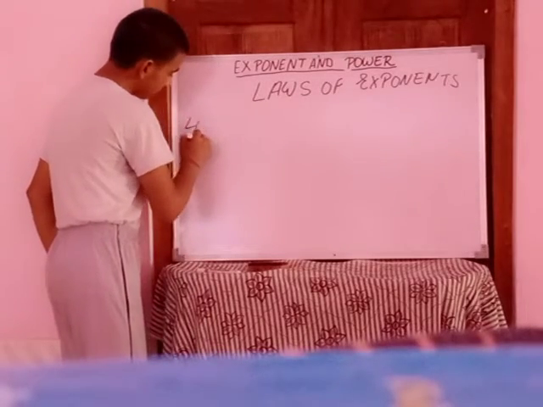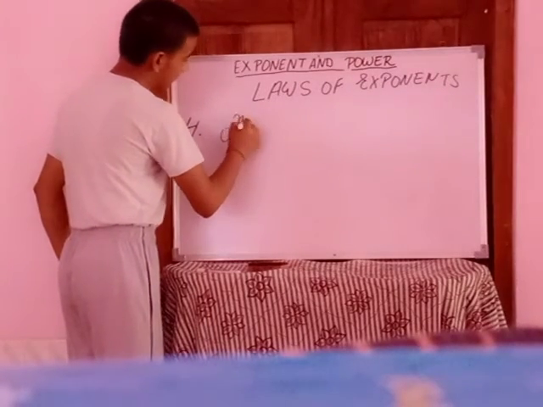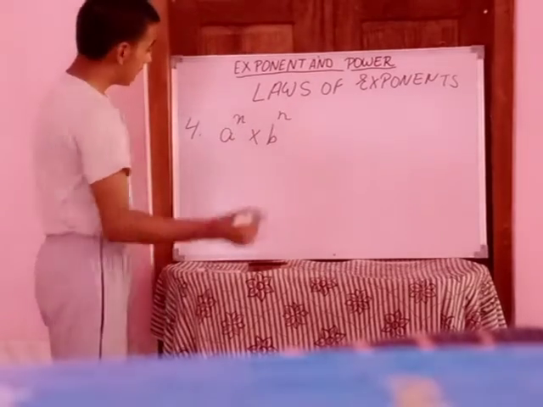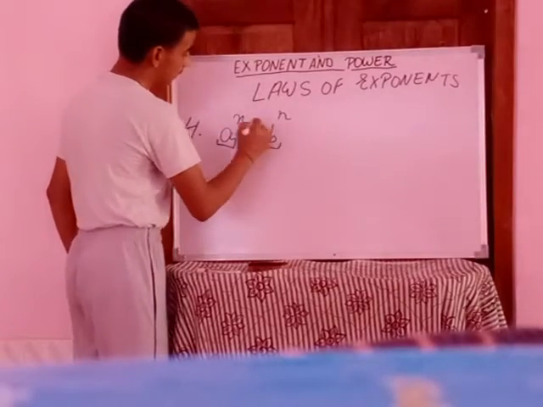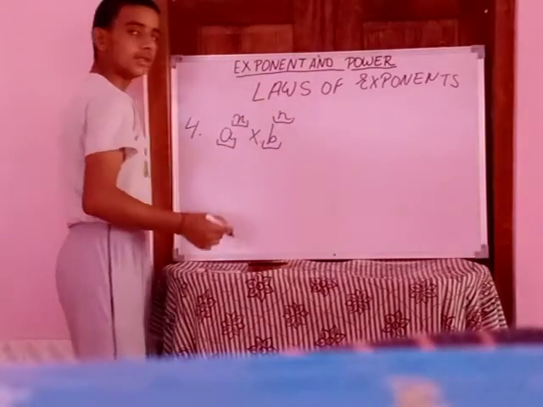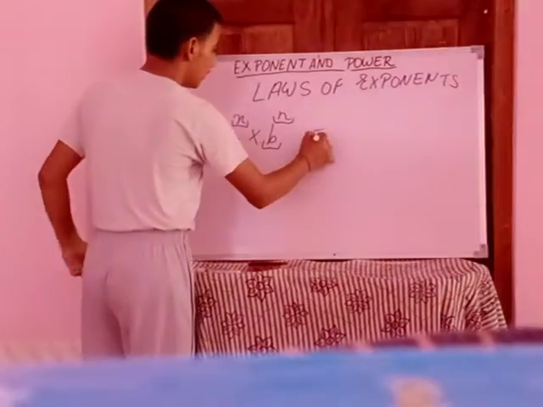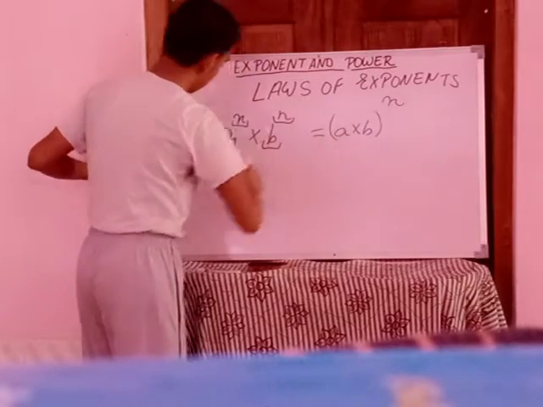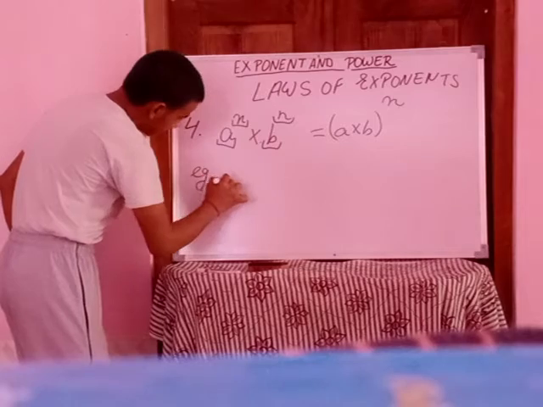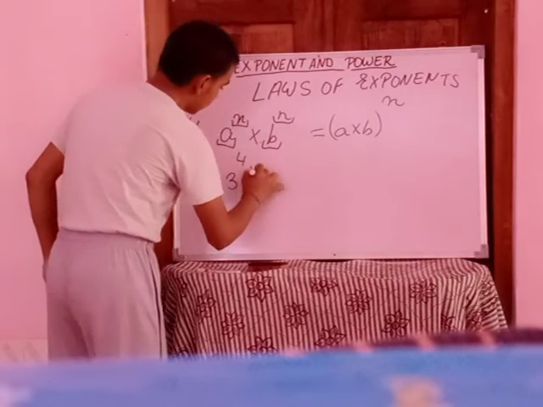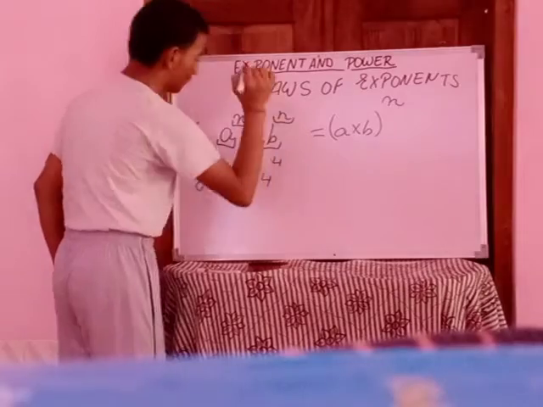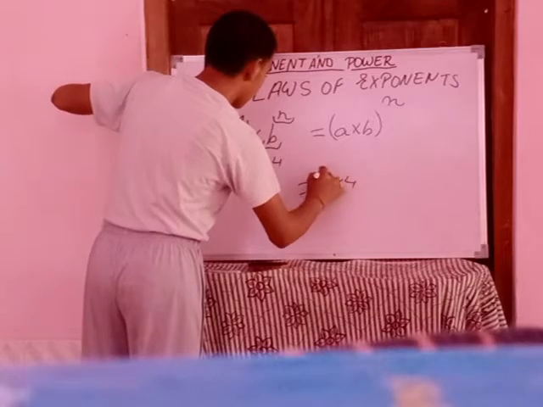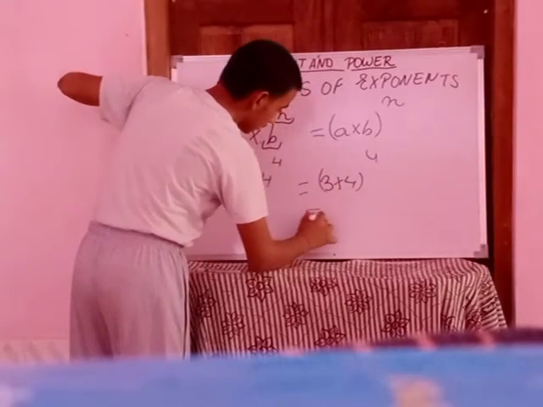Fourth law. If a raised to the power n into b raised to the power n, means when bases are different and power is the same, then it can be expressed as a into b whole raised to the power n. For example, 3 raised to the power 4 into 4 raised to the power 4 can be expressed as 3 into 4 whole raised to the power 4, means 12 raised to the power 4.